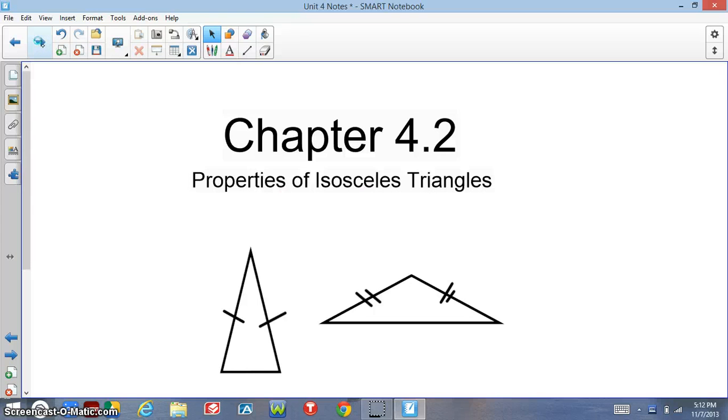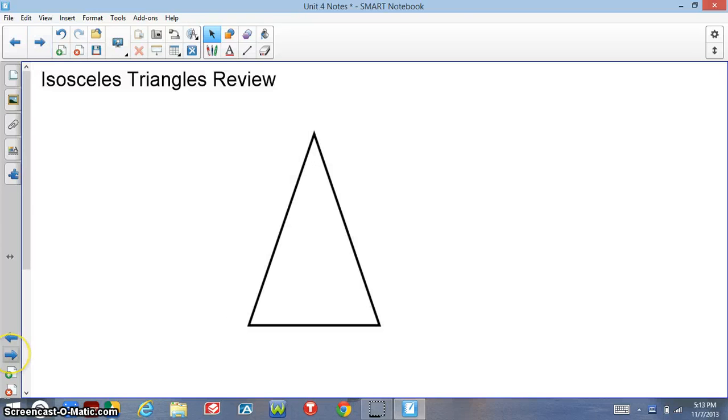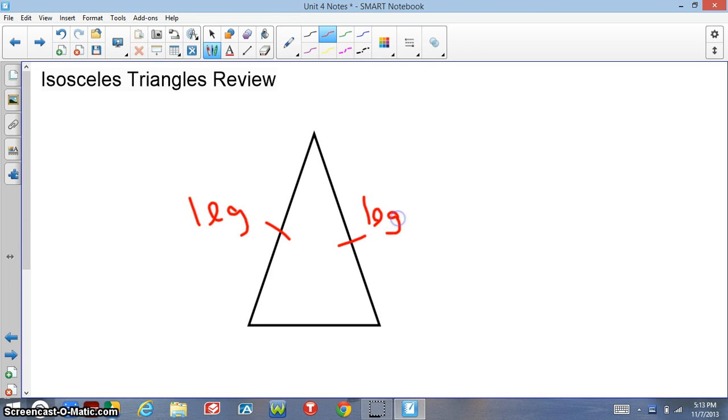Just briefly, a review of our isosceles triangle. This will be real quick because we've already talked about this before. Remember, in our isosceles triangles, our 2 congruent sides are our legs. Okay, those are our legs. These 2 angles down here are our base angles. Okay, those are our base angles.